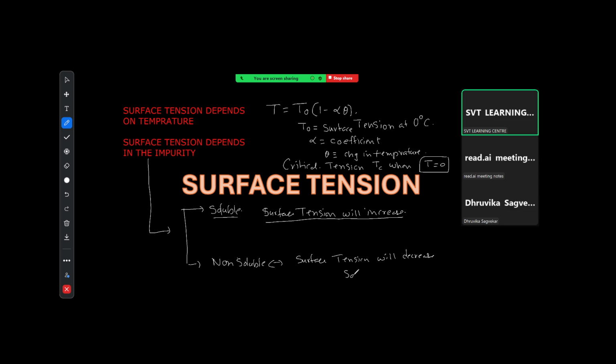So when you add soap or a detergent into water, its surface tension decreases and therefore it removes all the dust in the water. Okay. Is this clear? Yes, sir. Good.